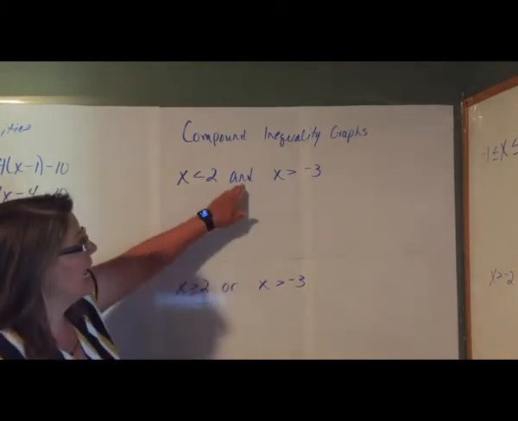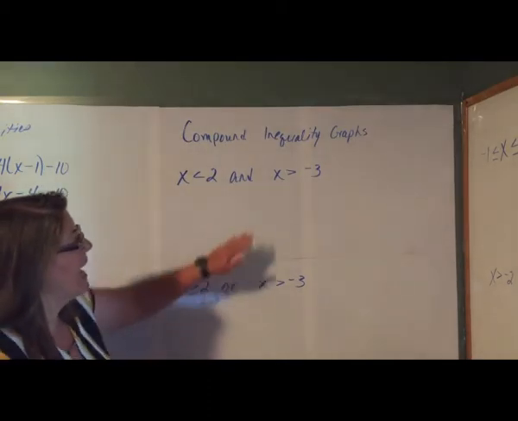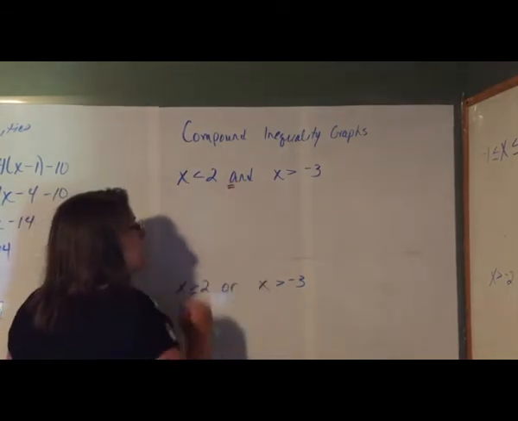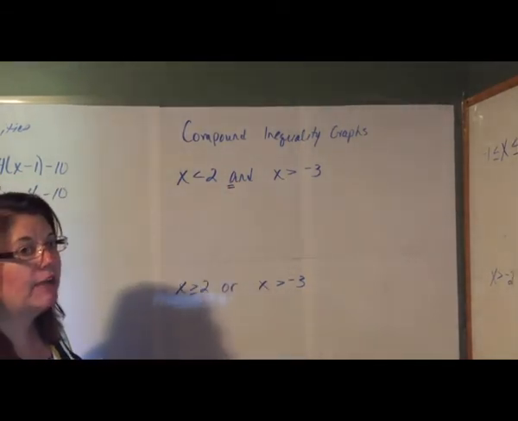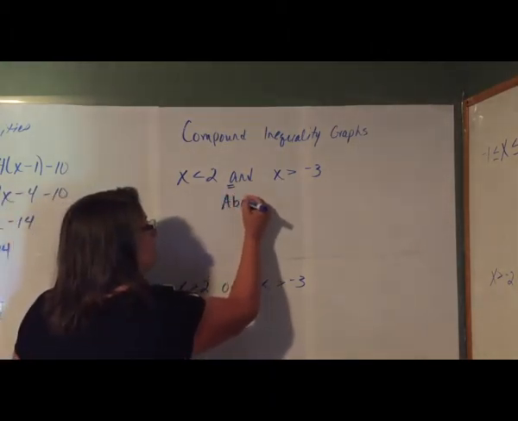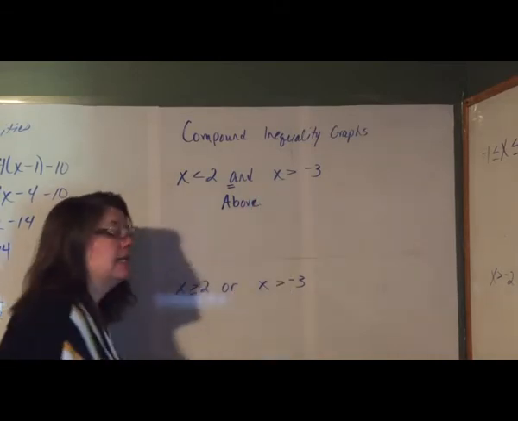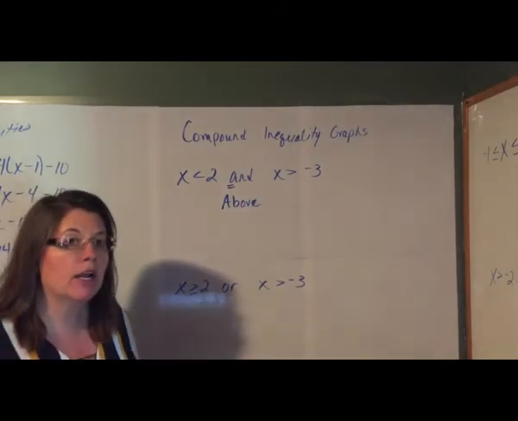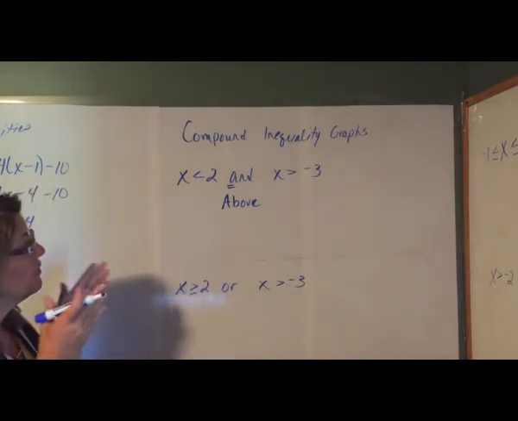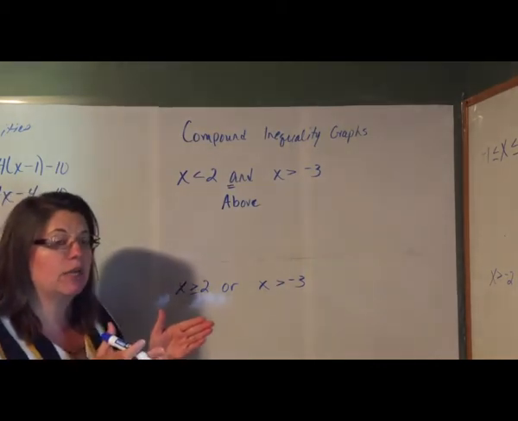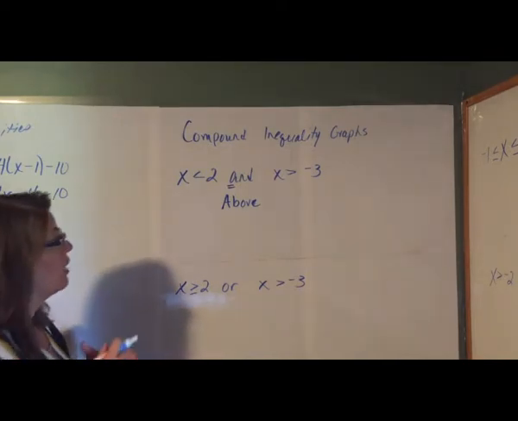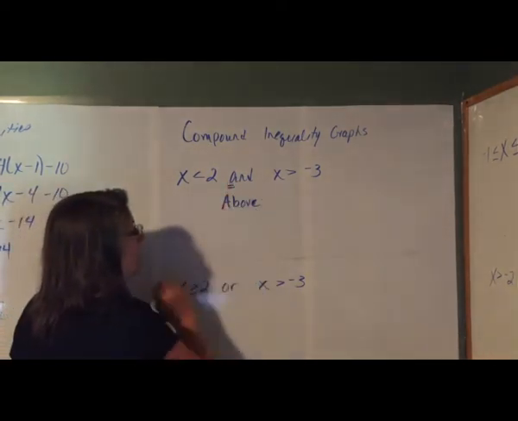So first I want to look at an "and" problem. If we have an "and" inequality, I always tell my students that what we're going to do is graph it like normal, except at first we're going to graph the inequality above the number line, and then we're going to look at where those two things overlap. If there's an overlap in the two lines that we graph above the number line, that overlap is what we would include in our graph. So if it's an "and," we graph it above the number line.